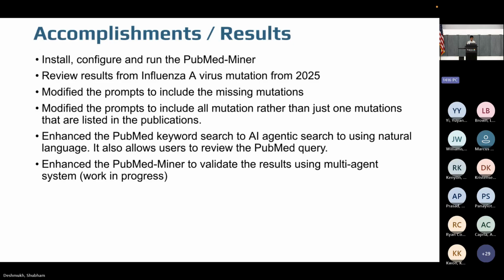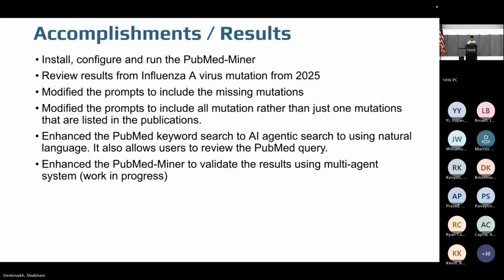So these are the results. We were able to install and configure PubMed Miner for all the team members and review the results of the influenza A virus that we were working on at JCVI. We modified the prompts to include missing mutations. Rather than including only a few mutation examples, we incorporated all the mutation patterns in the prompt. We enhanced the PubMed keyword search using natural language and accessing the AI to convert that natural language into a PubMed query. And we are still in progress validating the results of PubMed Miner with the multi-agent system.